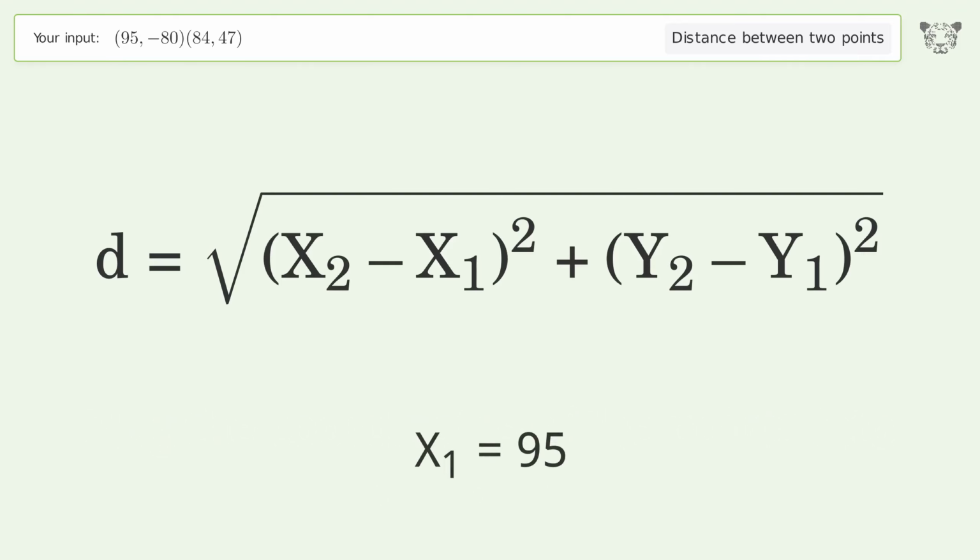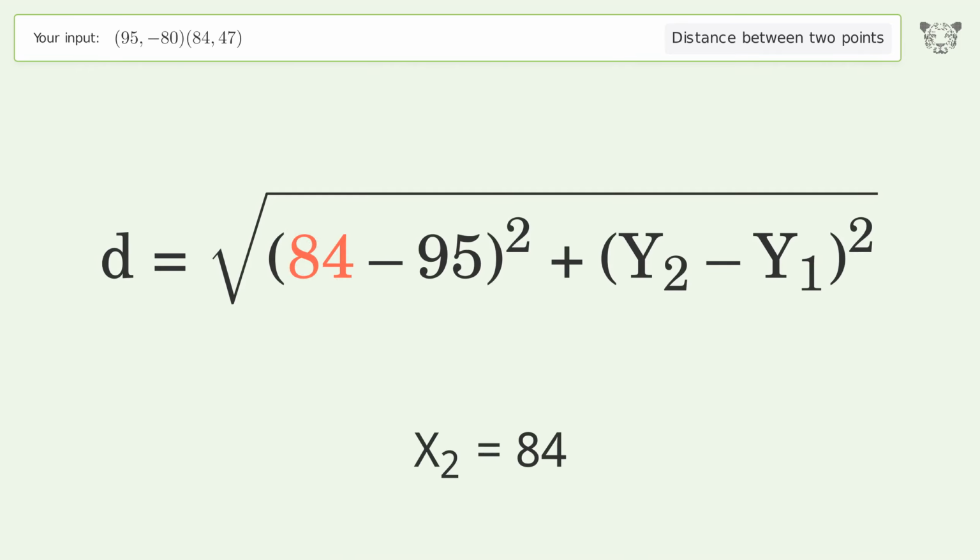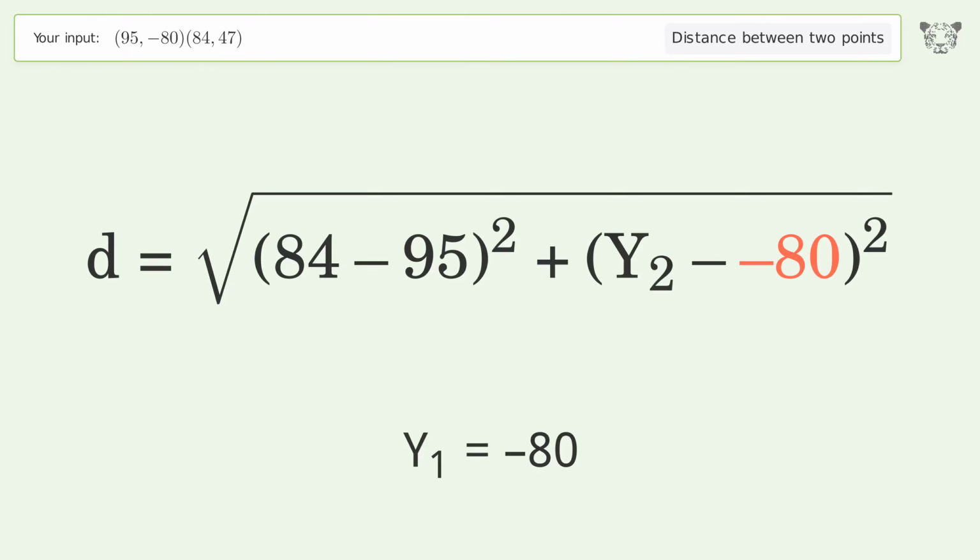x1 equals 95. x2 equals 84. y1 equals -80. y2 equals 47.